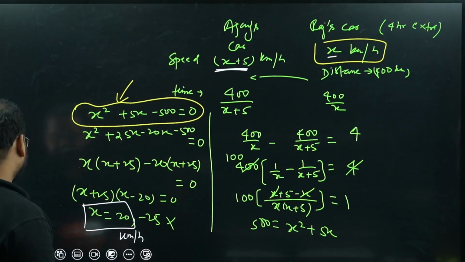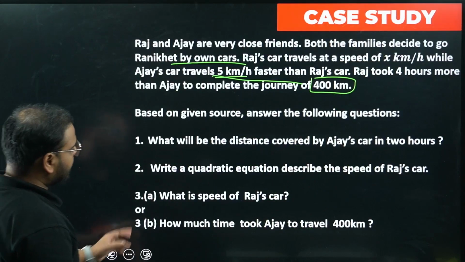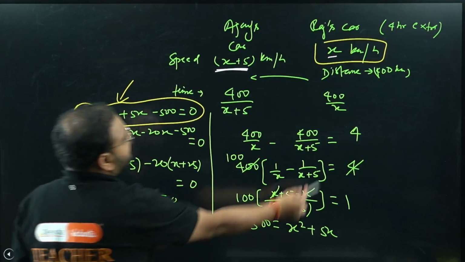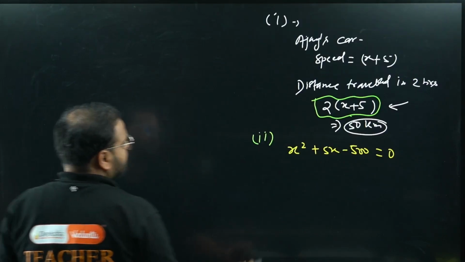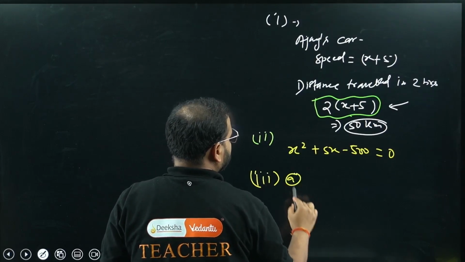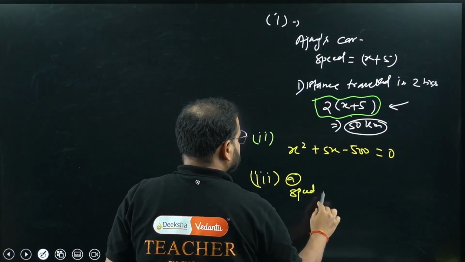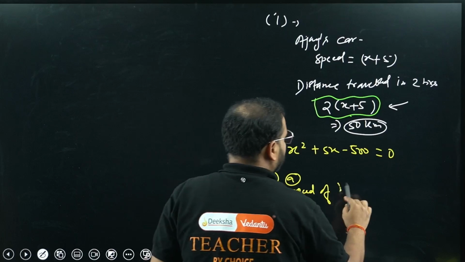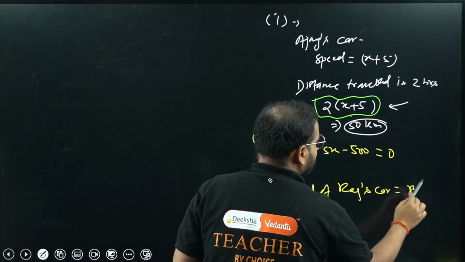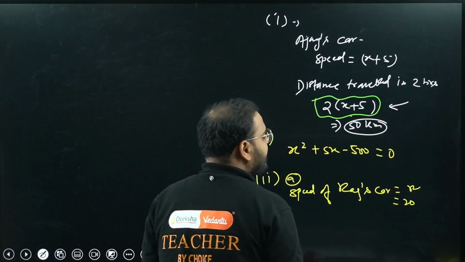Okay, great. Third part of the question, third A. What is the speed of Raj's car? The speed of Raj's car is x. So we write the third part A over here. Speed of Raj's car is how much? 20 kilometers per hour.